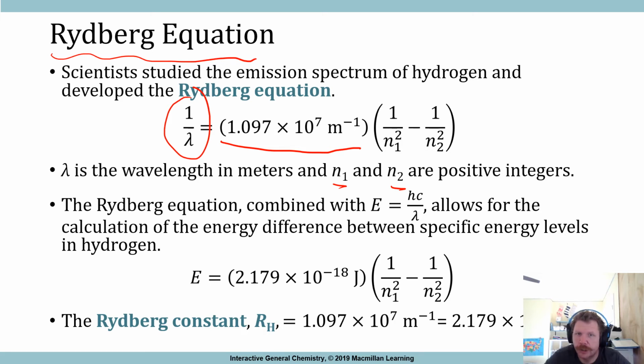The Rydberg equation combined with E equals hc over lambda allows for the calculation of the energy difference between specific energy levels. Now these n1 and n2 are the different energy levels, so for instance, energy level 1 and energy level 2. We're not going to do a specific calculation. I just wanted you to be familiar with where that's coming from and what the role of the Rydberg equation is. And here is a manipulation of it, where you can see the energy associated with movement between energy levels.